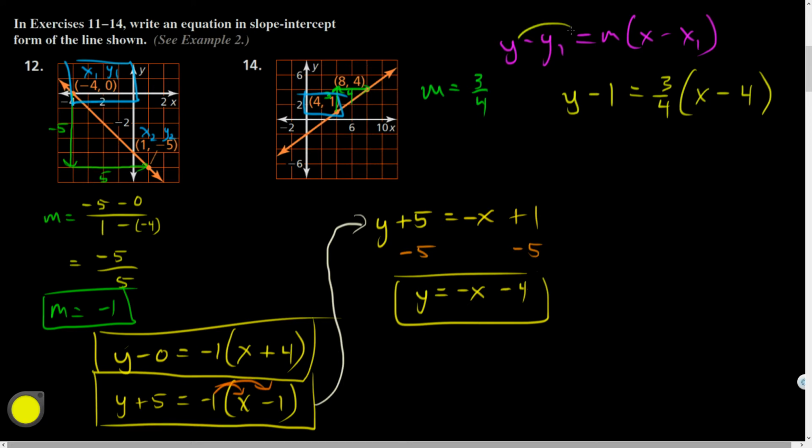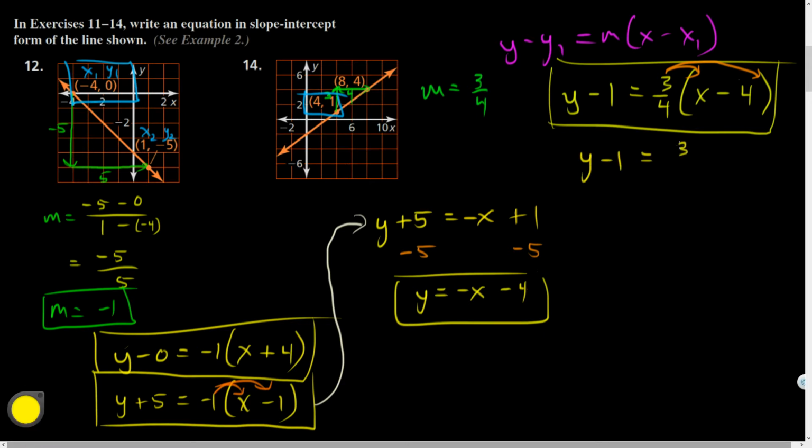It's minus 1 because it's always the opposite, right? And now, so here's point slope, but to convert to slope-intercept, distributing. I'll have y minus 1 equals 3/4 x minus, the 4's cancel out, comes 3.